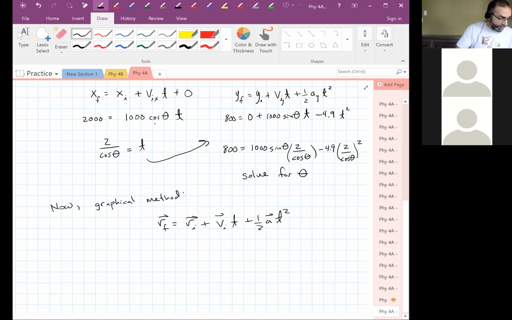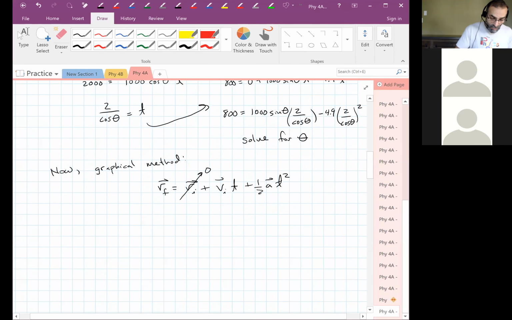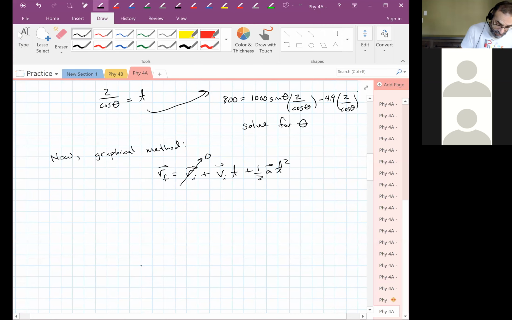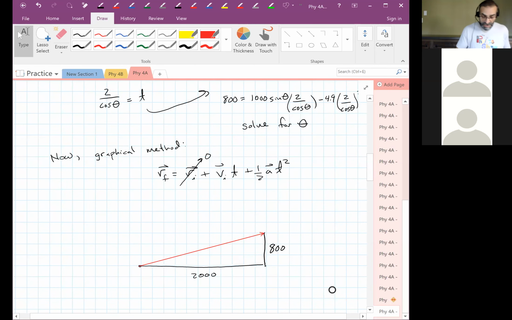But if we do it in vector form, and it's always good to start out at the origin, which we did, that we happened to pick the origin as our starting point. So that means that the initial position is 0. So our final position, which we know, right? It's 2000 in this direction. This is 2000. And it's 800 in this direction. I don't know, how about there? 800 in this. So I know what our final is. Our final is this vector right here. It's the vector that points to my final position.